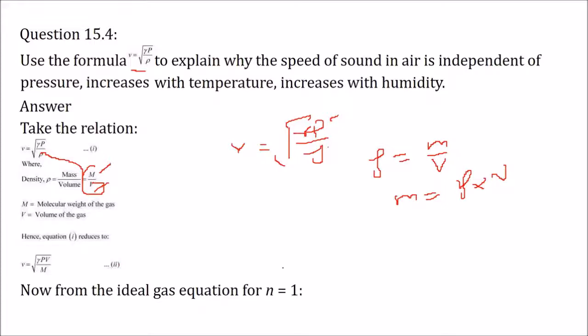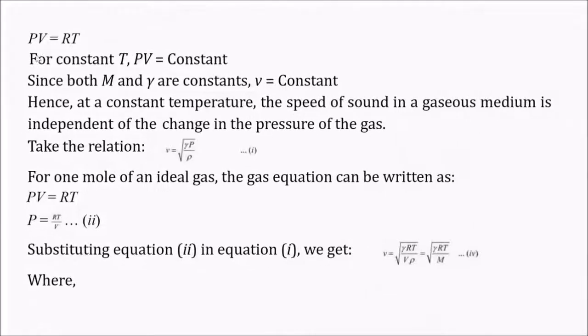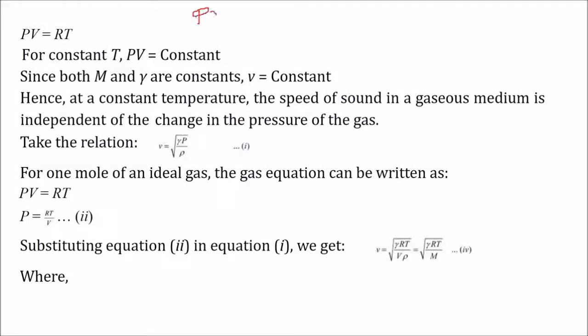Now for the ideal gas equation, PV is equal to mu RT. We are stating that this mu, the number of moles, is 1. So eventually PV is constant if the temperature is constant, because on the right hand side R is the universal gas constant and T we are taking as constant. So PV will be constant. Both M and gamma are constant. We know that these values are always constant.